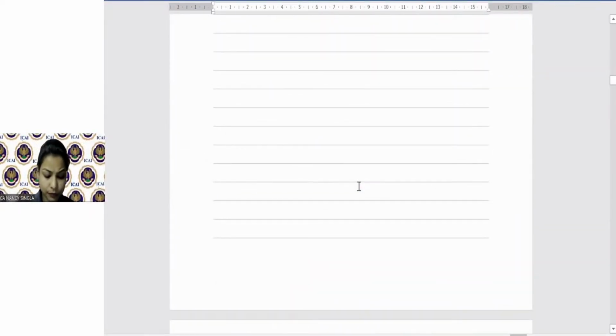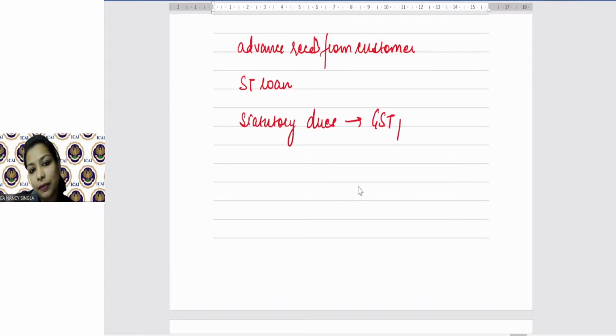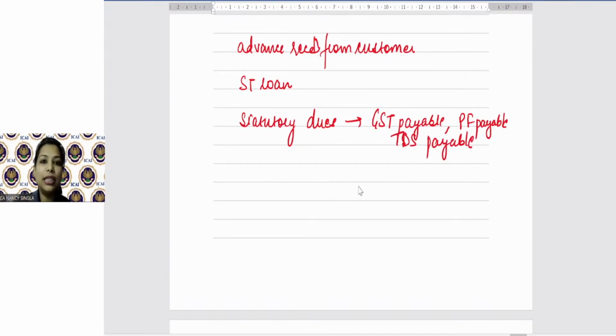Let's say if any advance is received from a customer, this is also an other current liability, right? Yes, a short term loan is also a current liability. And statutory dues, like your GST payable, your PF provident fund payable, TDS payable, all of these will also come under your current liabilities. Now let us just think about all these one by one.